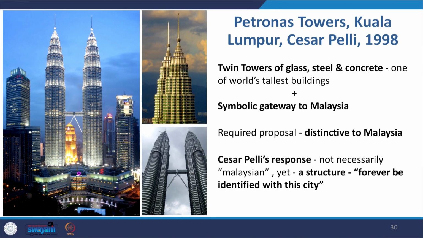Then another tower that came up in the tube in tube form is the Petronas Tower in Kuala Lumpur in 1998. Twin towers of glass, steel and concrete, one of the world's tallest buildings and a symbolic gateway to Malaysia, required a proposal that was distinctly for Malaysia, and the architect Cesar Pelli said, this is not necessarily Malaysian, but it is a structure which will forever be identified with the city. And how true he proved to be. Today this picture, wherever you see it, you can connect it directly to Kuala Lumpur.